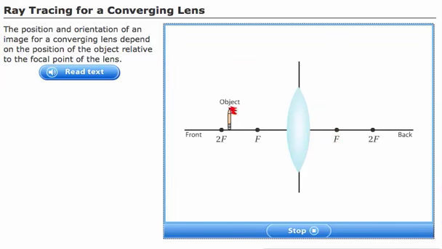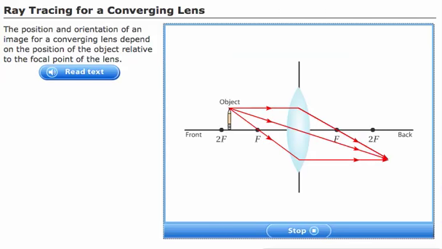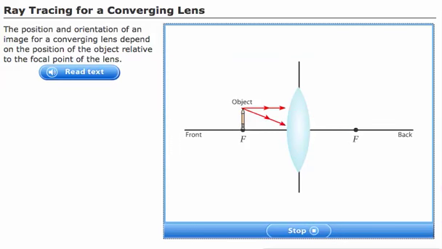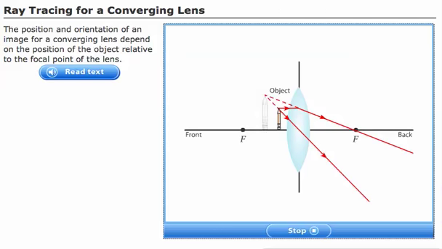If the object is at a position inside 2F but outside F, the image will be a magnified real image outside 2F. When the object is precisely at the focal point, the rays do not converge at all. If the object is inside F, a real image will not form. Instead, a virtual image appears. The light rays seem to have come from a larger image that is further away from the lens than it actually is.